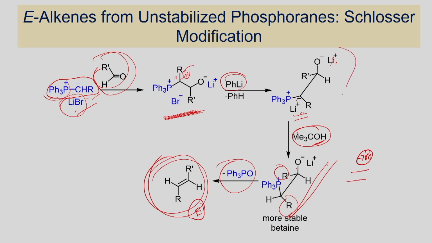form this stable one. Once you form this one, which can now, when you protonate, form the more stable betaine, this can lose triphenyl phosphine oxide to give the trans alkene as the product. So if you have the unstabilized phosphorane, you can make both cis as well as trans. If you want to make trans, you have to carry out the reaction at low temperature in the presence of lithium bromide, and as I showed here, then you will be able to make it.